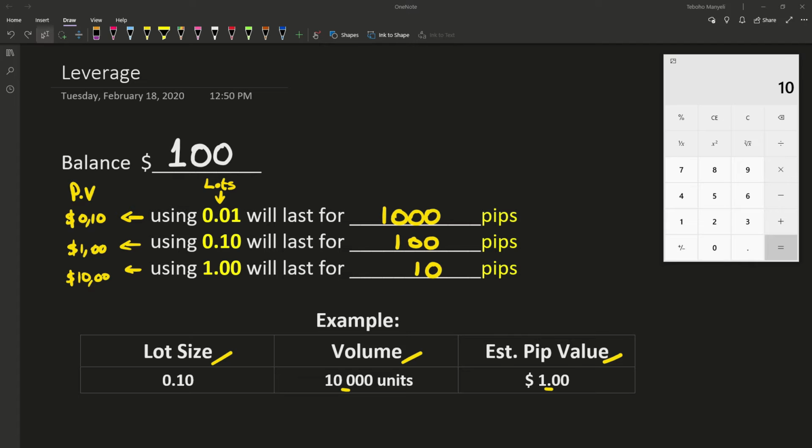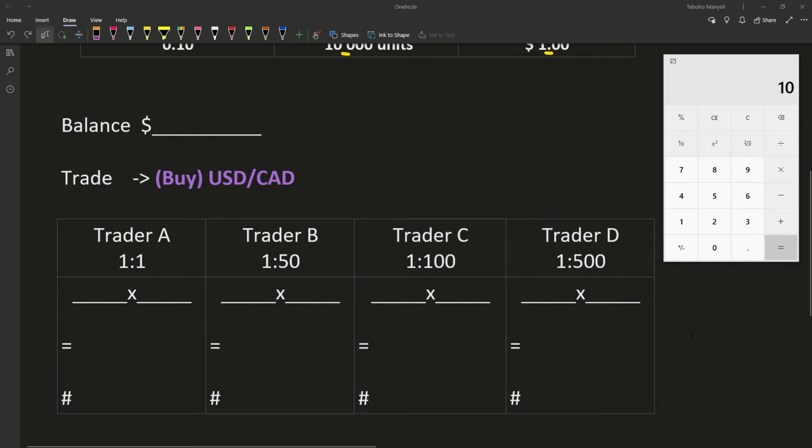So let's be a bit more practical. Let's take an example. Let's say this time around you decide that you're going to deposit $20 in your trading account. So you're trying to figure out what's better. Is a 1-to-1 leverage enough, or is 1-to-50 the best leverage, or is 1-to-100 or 1-to-500 the best type of leverage? So we're going to take this same $20, we're going to apply it to these 4 different types of traders and see how it will affect their trading.